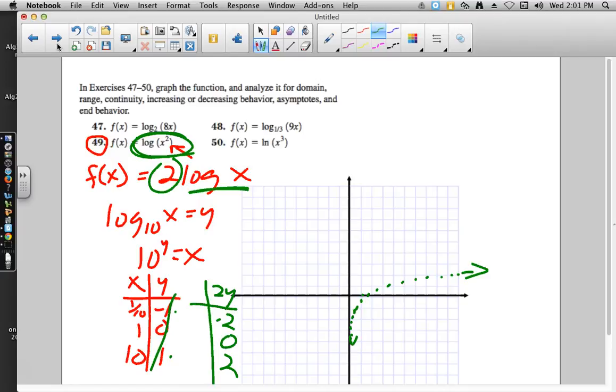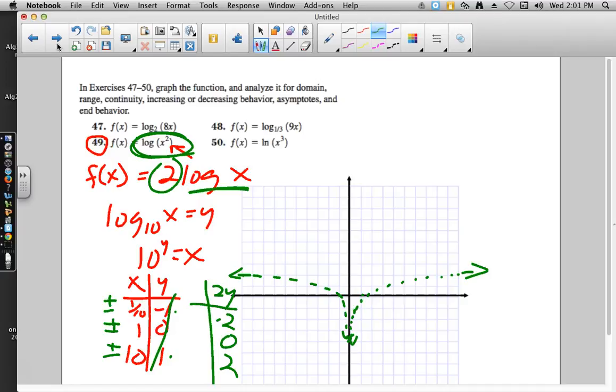So that means all of these x's are positive and negative. That's what that x squared is for. So that means I'm going to have some really nice symmetry on the other side. And that gives me a really unique graph. So now we have to go back and talk about domain and range and all of that.